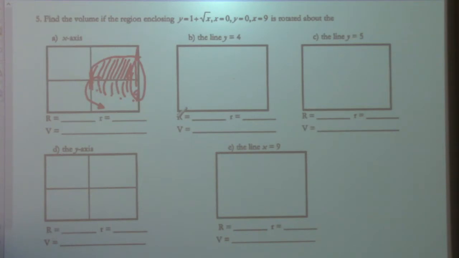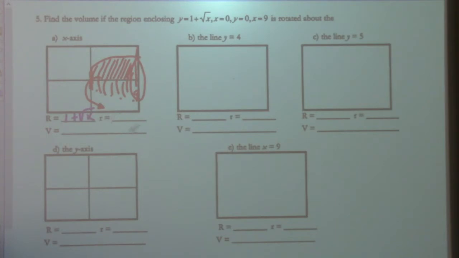What number is this? What's our radius for this? It's going to be the height of this thing here. What's that going to be? One plus the square root of x. Okay, 1 plus square root of x. Everybody agree with that?